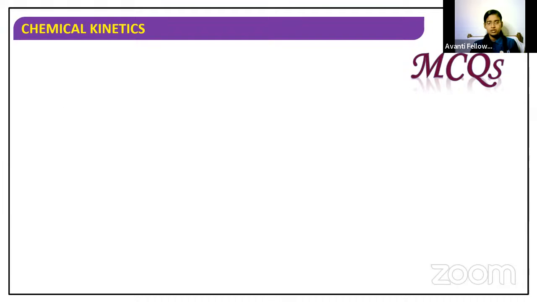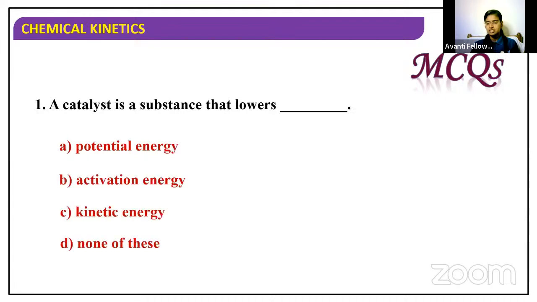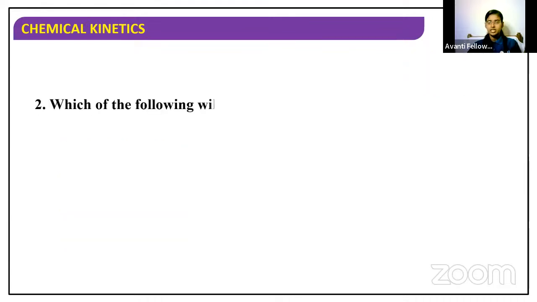Now the first question is, a catalyst is a substance that lowers potential energy, activation energy, kinetic energy, none of this. What is the answer for this question? It is obviously activation energy. So now you guys are giving me the answer. If I complete the entire 12th class chapters and if I ask you the same question at the end of this year, will you be able to tell? I hope you guys will tell. That's great. Good. So let's move on to the next question.